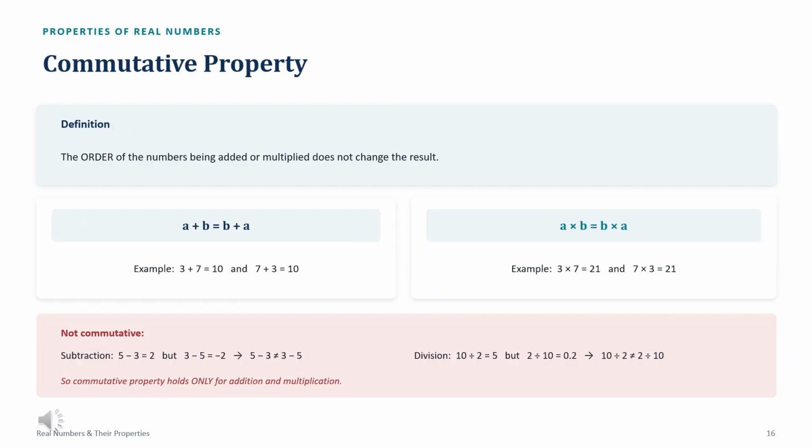The commutative property says the order of the numbers being added or multiplied doesn't change the result. For addition, 3 plus 7 equals 10, and 7 plus 3 also equals 10. For multiplication, 3 times 7 equals 21, and 7 times 3 also equals 21. But this property does not hold for subtraction or division. 5 minus 3 is 2, but 3 minus 5 is -2. Those are not equal. And 10 divided by 2 is 5, but 2 divided by 10 is 0.2, also not equal. So the commutative property applies only to addition and multiplication.